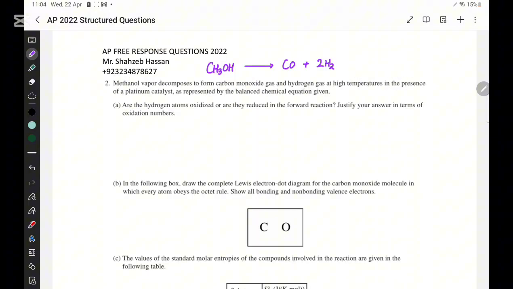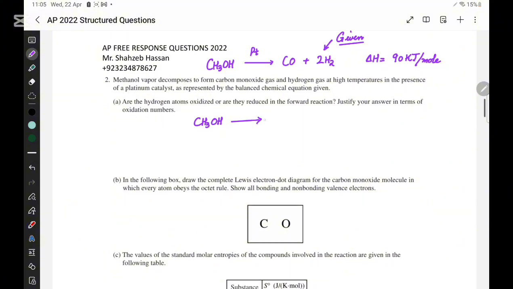So in this question they are saying methanol vapor decomposes to form carbon monoxide gas and hydrogen gas at high temperature in the presence of platinum catalyst. There is a platinum catalyst. It is given in the question that enthalpy change is 90 kilojoules per mole. But as I have taken it into this form, I have missed that thing. The enthalpy is given in the question, just remember. So now they are saying CH3OH is going to form CO plus 2H2.